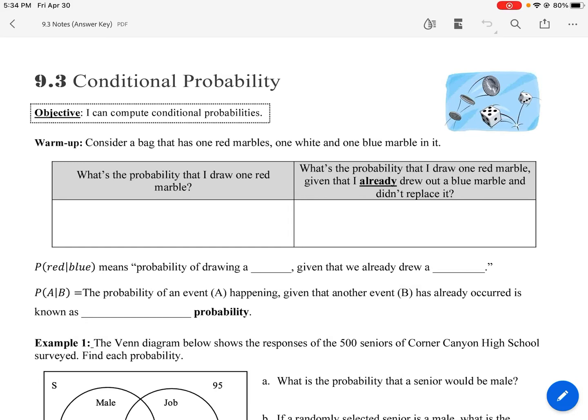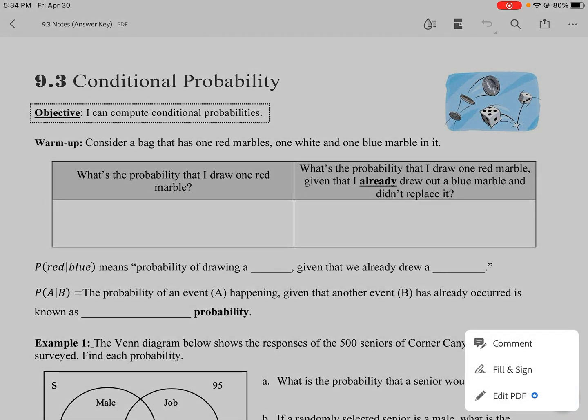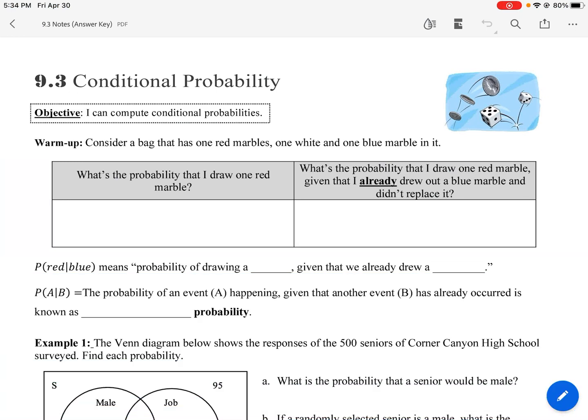Okay, for today's notes, we're going to look at conditional probability. We're going to do a little warm-up here, and I want you to consider that a bag has one red marble, one white marble, and one blue marble. So basically you've got one of each.